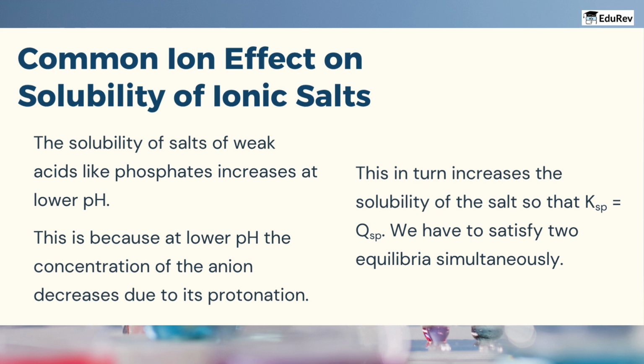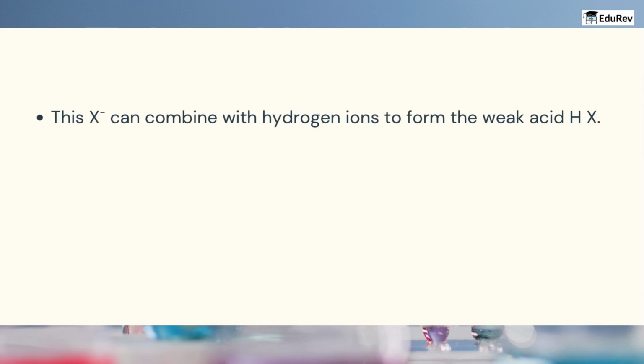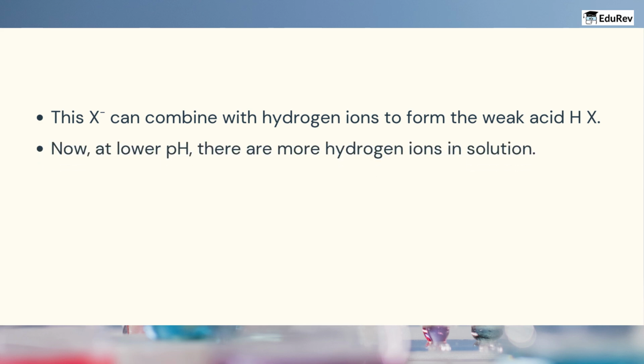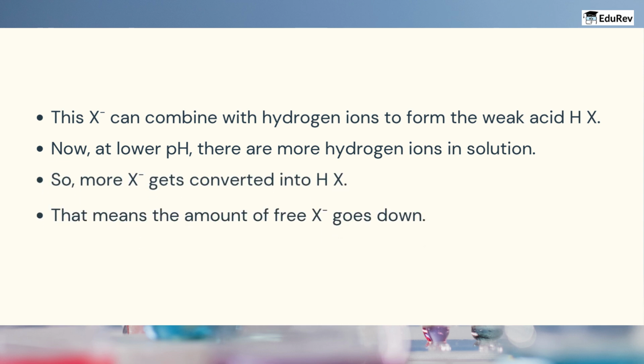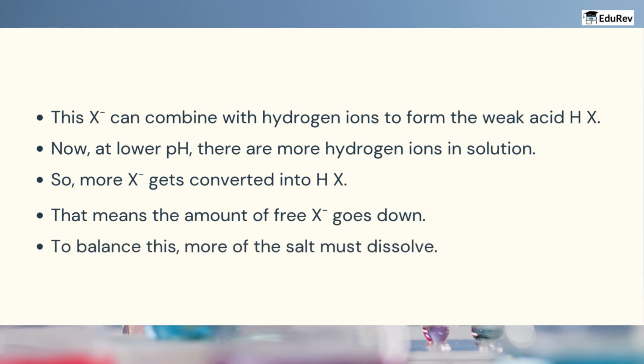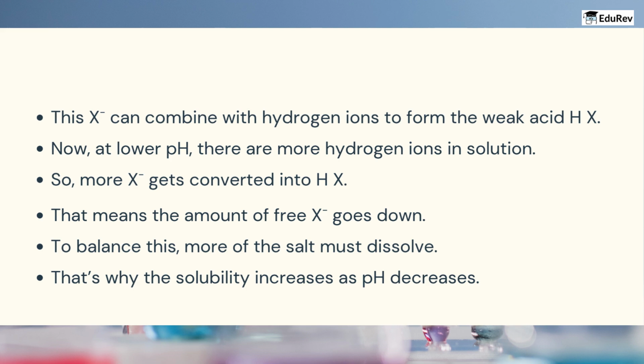We have to satisfy two equilibria simultaneously. Imagine a salt that gives the anion X- in water. This X- can combine with hydrogen ions to form the weak acid HX. Now, at lower pH, there are more hydrogen ions in solution, so more X- gets converted into HX. That means the amount of free X- goes down. To balance this, more of the salt must dissolve. That's why the solubility increases as pH decreases.